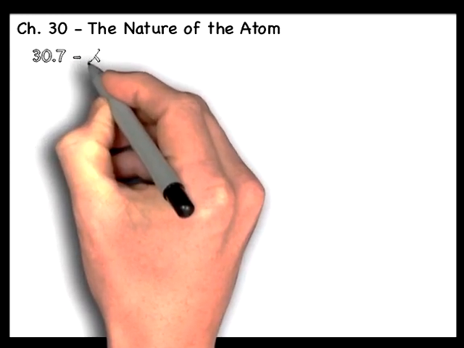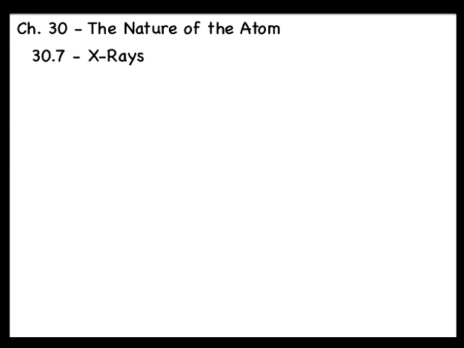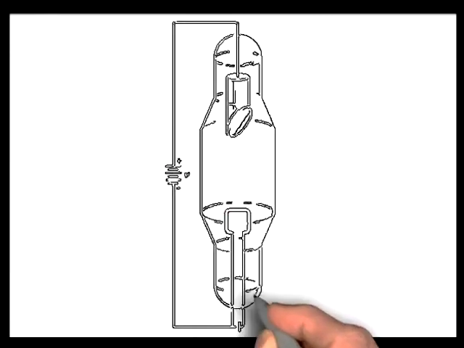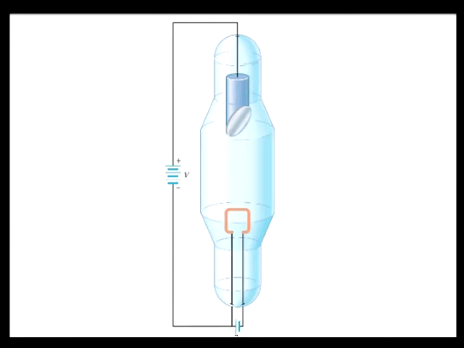X-rays were discovered by the Dutch physicist Wilhelm Röntgen around the turn of the 19th century, who performed much of his work in Germany. X-rays can be produced when electrons, accelerated through a large potential difference, collide with a metal target made, for example, from platinum or copper.